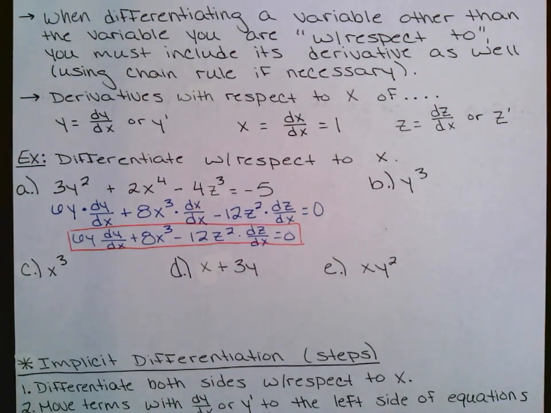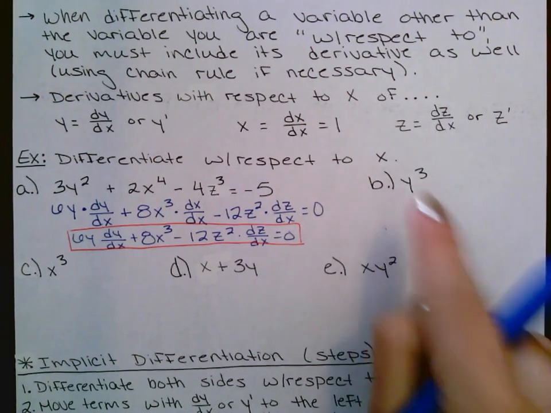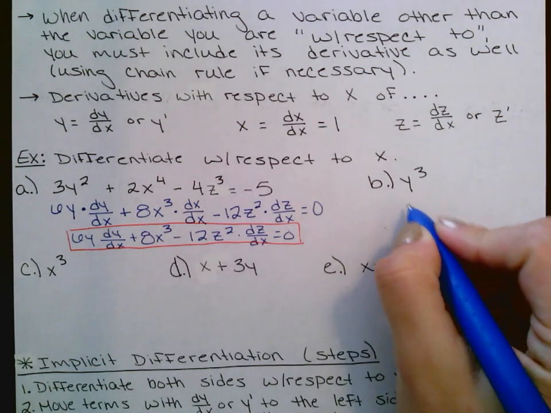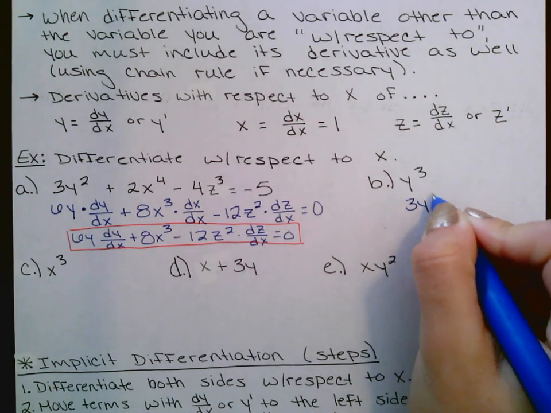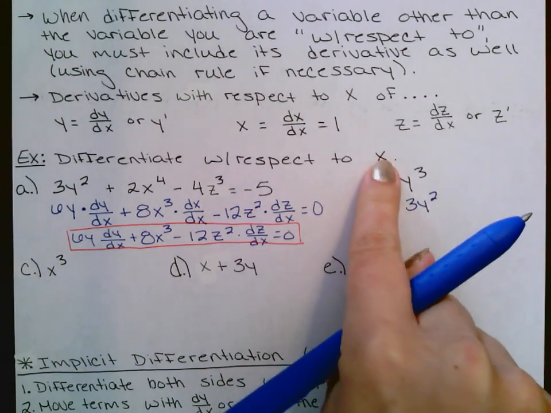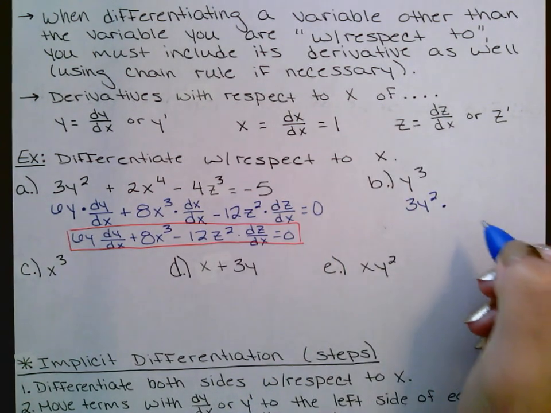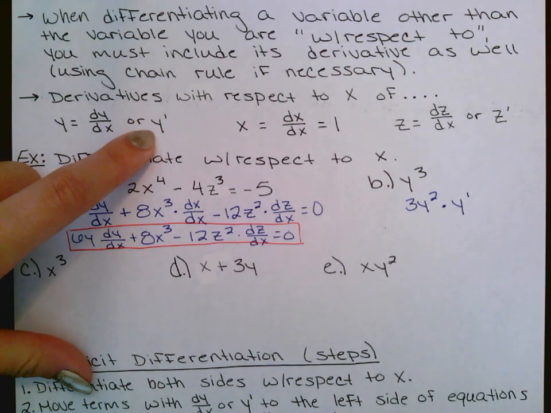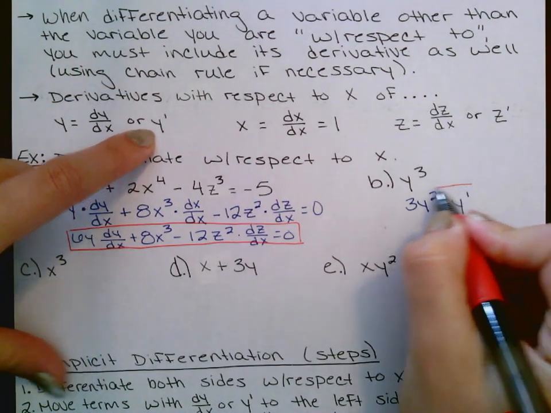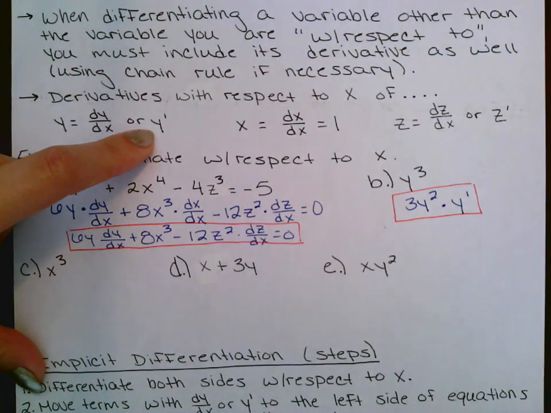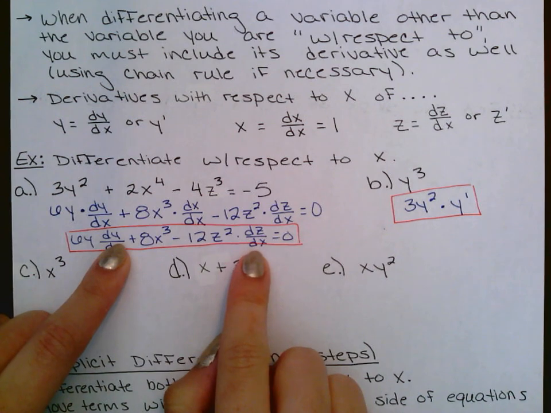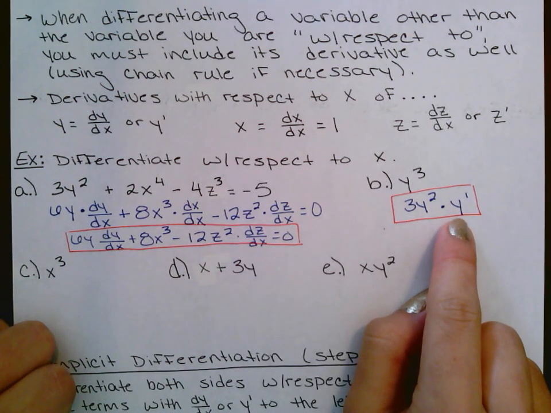So let's look at a simpler problem. y cubed. It's just one term. Do the derivative with respect to x. Well, that's not an x, so I know that I'm going to have to do my implicit step. So derivative of y cubed is 3y squared. And because it is not the same variable that I'm doing it with respect to, I have to put my dy dx, or this time I'm going to put y prime just to show you a different notation, okay? And that's my final answer. So again, this answer over here could have been written with a y prime and a z prime, just like this one could have been written with a dy dx, okay?